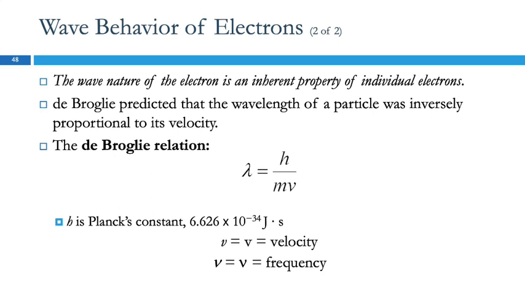So that wave nature is an inherent property of individual electrons. And de Broglie predicted the wavelength of a particle was inversely proportional to its velocity. So this is known as the de Broglie relation. I'm not sure why it's not called an equation, but so lambda equals h over mv. Sorry, mv, not m nu. You see all these guys down here? Can you really tell the difference between them?